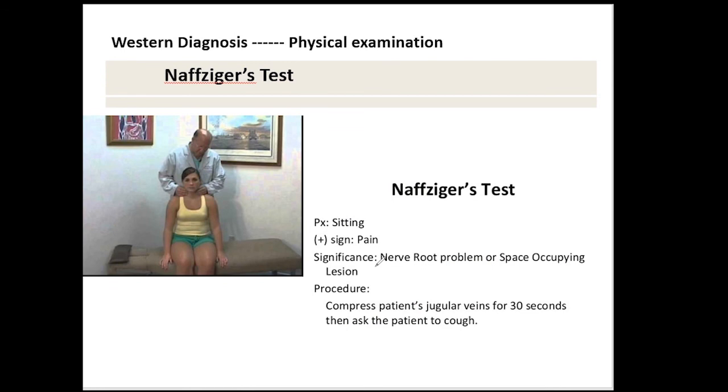Because we block the jugular vein and then ask the patient to cough, that causes more pressure to go to the spinal area and then to the nerve root area. If the patient has problems in that area, the patient will feel pain. So it's pretty similar to the last two, just with more pressure going there.